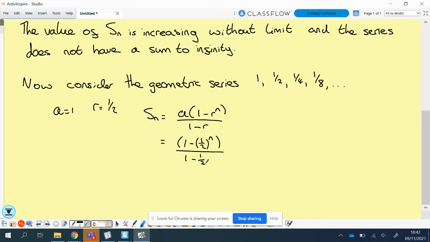One minus a half. Okay. Which would be 1 minus 1 half to the power n. 1 minus a half is a half there. And I can just tidy that up, multiply both numerator and denominator by 2. That'll give me an expression of 2 bracket 1 minus a half to the power n. Okay, so again, I found an expression so that if I were to sum the first n terms, I would just substitute the value n into that expression there to give me what that would be.